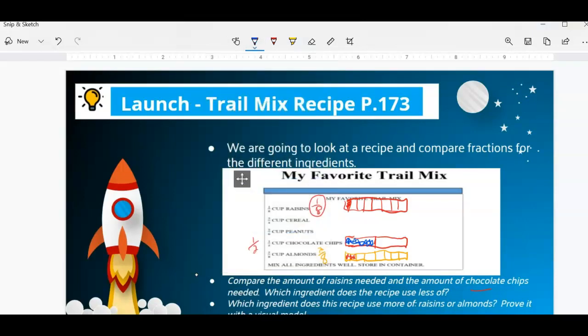So what I could have done was use the same model that I used for the raisins, since raisins and almonds have the same denominator. I mean, they have the same number of equal parts. And I could have just shaded one more in for the almonds, and I'll see that there are more almonds than there are raisins. So next up, we're going to compare the cereal and the almonds.